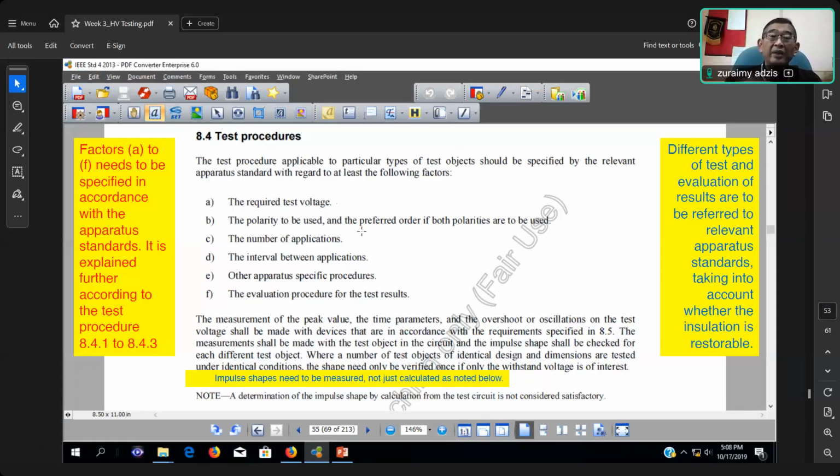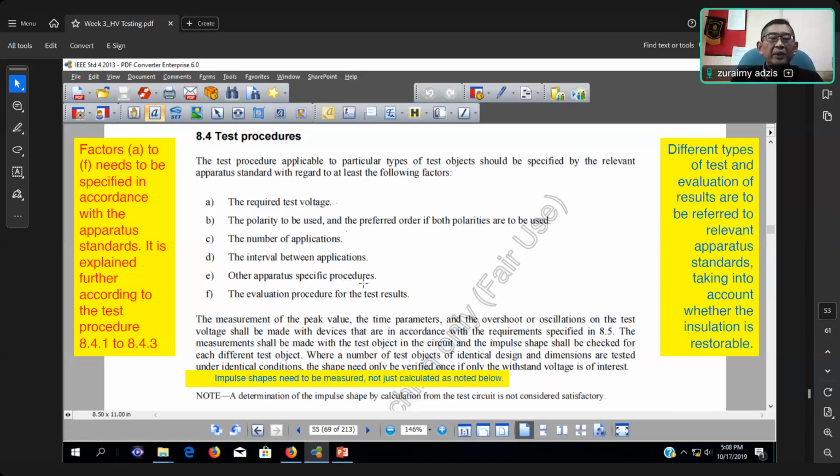See, impulse is like DC. You have positive impulse and you also have negative impulses. How many times do you inject the sample, the number of applications? The interval between applications. How long do you take before you inject another impulse? You see, the UUT needs to rest before you stress it again.